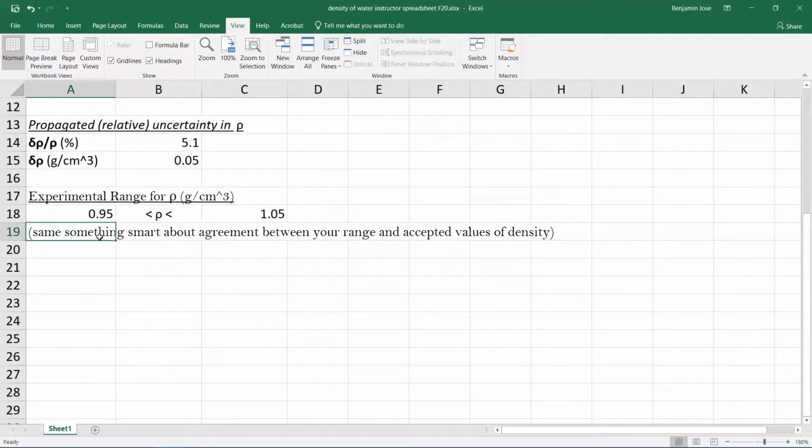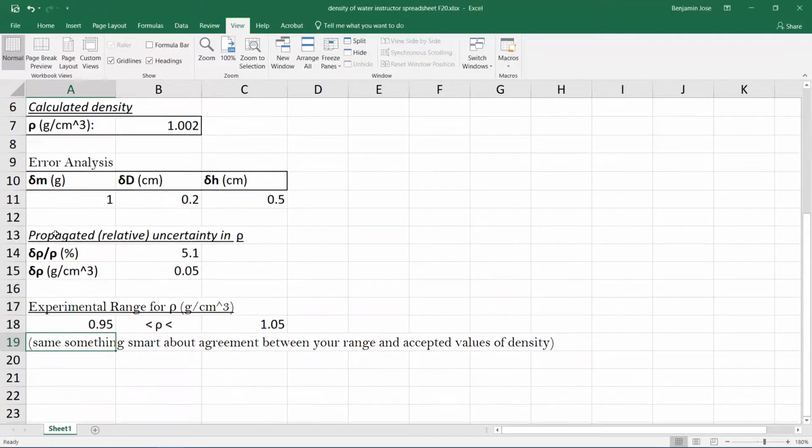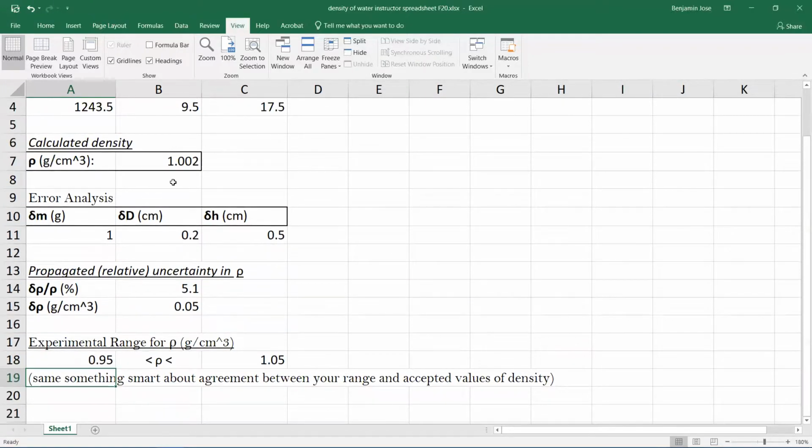The last thing I'll be looking for, it sounds like I'm being facetious here, but not really, is, it's supposed to say something smart, not same. All right, I'll fix that. But you need to say something intelligent about how well your result agrees with the accepted value of the density of water. So let's say your number doesn't come out to be 1. Let's say it comes out to be 1.1, which is not correct. When you do the error propagation, you're going to find a range of likely values around 1.1. And as long as the true value or the accepted value of water's density, freshwater density, falls within your range, you can conclude that you made your measurement correctly.